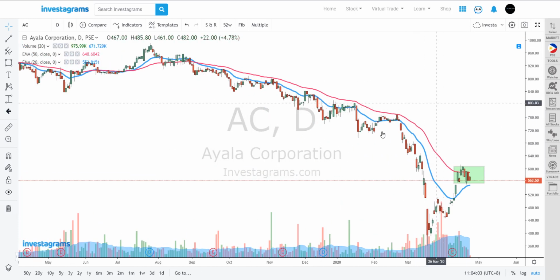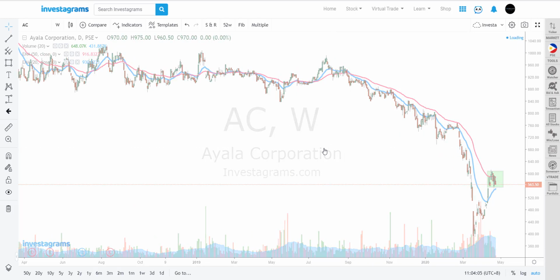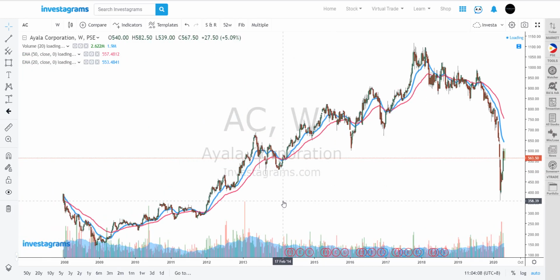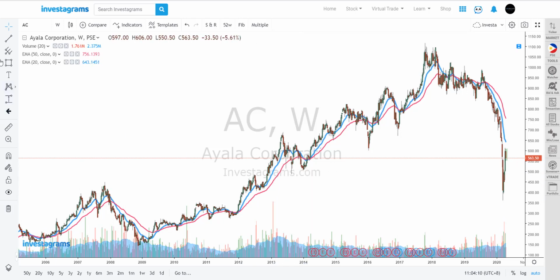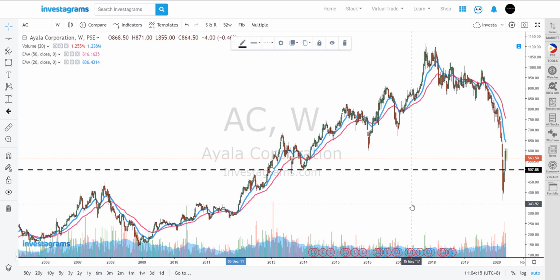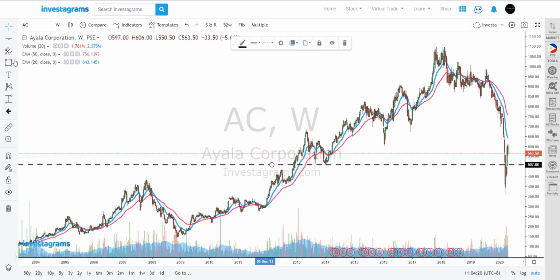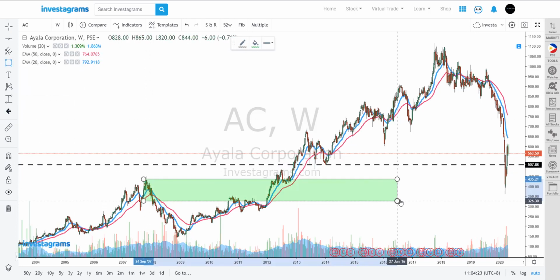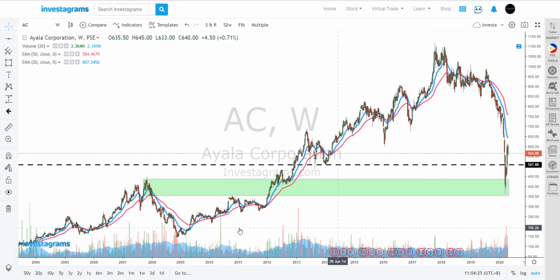So now, if you want to put into context where we are in AC's life, if you want to understand the bigger picture, then just go to the weekly chart. And then you're going to see here that there's a major support at 500, but then you also see here that the previous major breakout point of AC from 2007 to 2012 is at the 400 range, 400 to 430, around this area.